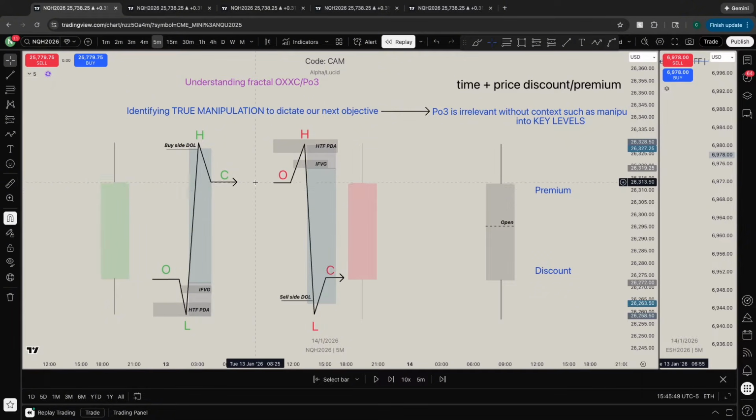For our bearish candle, this is what's going to happen: we are going to open, we are going to manipulate higher into a high time frame PDA, where we will then get an entry model to target our sell side DOL, and then price will retrace and close.